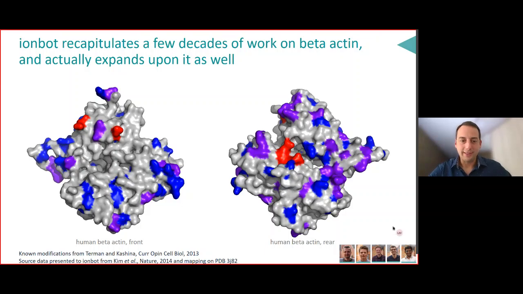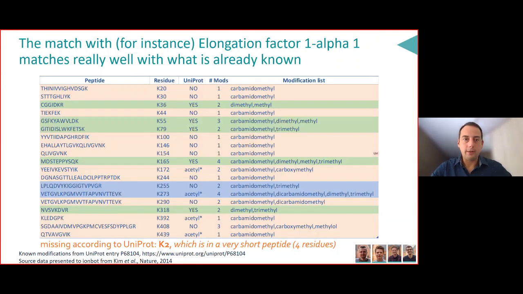But thanks for that. Anyway, so what you can see is we are capable of identifying all of these well-known modifications from just 25 million spectra from across the human proteome. Now, you can do the same for something like elongation factor 1 alpha 1, where we look at UniProt and we know which modifications are found. So these are all the green lines with yes, and we can actually find exactly what is being predicted.